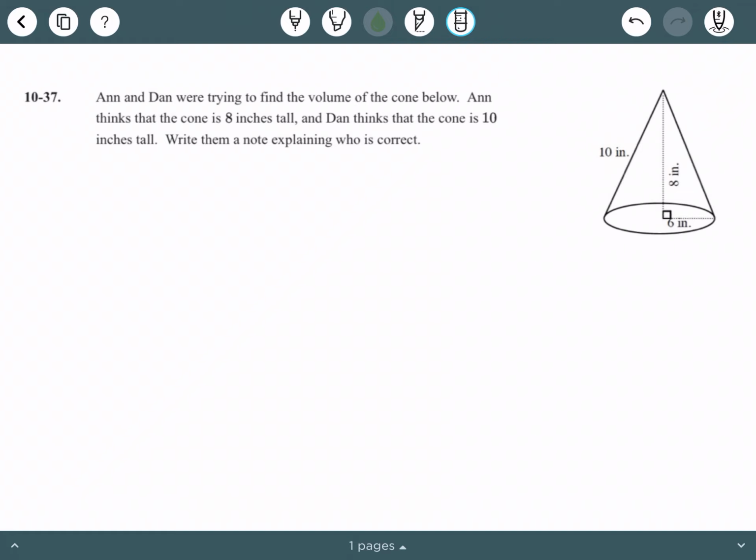All right, so Anne says, hey, this right here, this is the height of our cone. And Dan says, oh no, I think this 10 inches is the height of our cone. Well, only one person can be correct. So who is it? Well, in this case, I will tell you that Anne is correct.